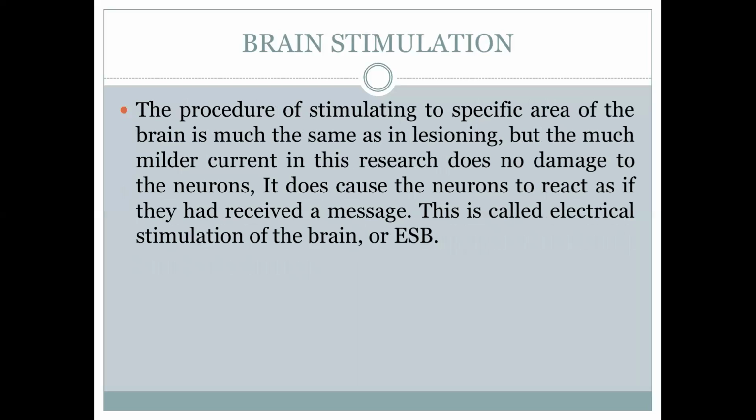The second one is brain stimulation. In contrast to lesioning, a less harmful way to study the brain is to temporarily disrupt or enhance the normal functioning of specific brain areas through electrical stimulation and then study the resulting changes in behavior or cognition. The procedure of stimulating a specific area of the brain is much the same as in lesioning, but the much milder current in this research does no damage to the neurons. It does cause the neurons to react as if they had received a message. This is called electrical stimulation of the brain, or ESB.